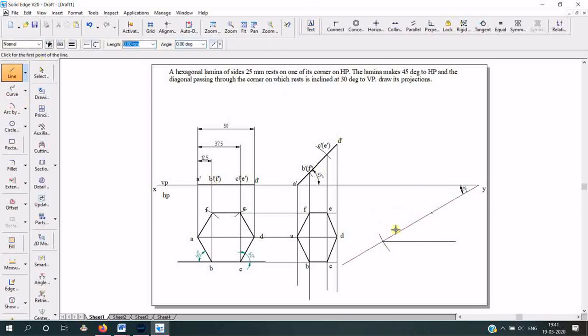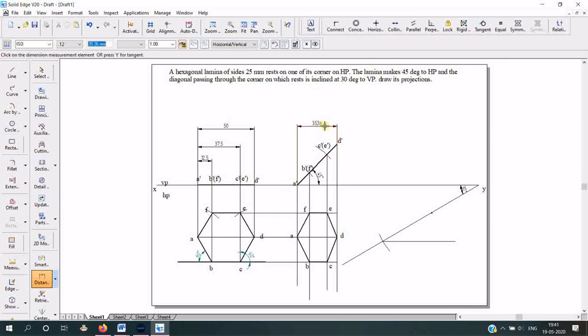Take a line. Before that, measure the distance between here to here. After giving inclination, the diagonal will be 35.36 for the observer. From the top view, it looks like 35.36 instead of 50 mm. So the angle also changes for the observer. That's what we are calculating. It is called the beta angle.